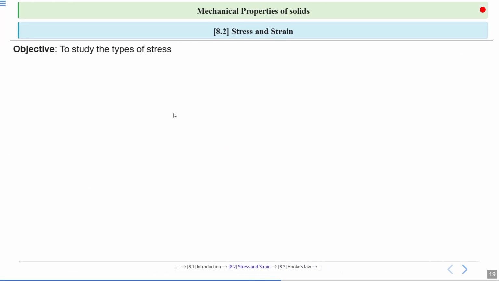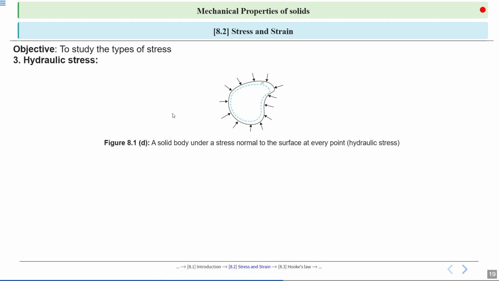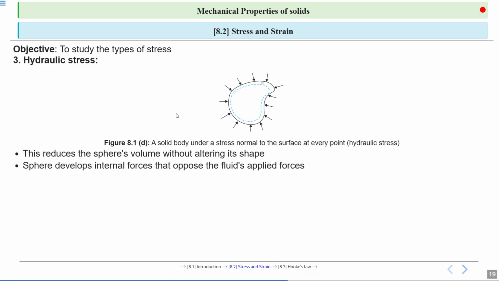Now, this reduces the sphere's volume without altering its shape. So, this is important because it shows how materials respond to a uniform pressure from all directions. A common scenario is that the sphere develops internal forces that counteract the applied forces from the fluid. These internal forces are important because they help maintain the integrity of the materials under stress.